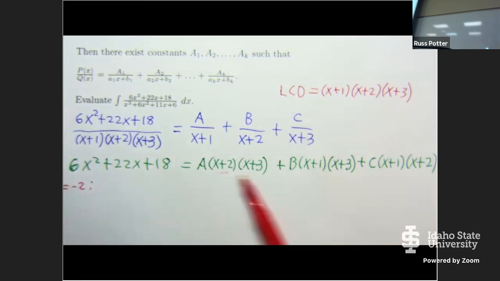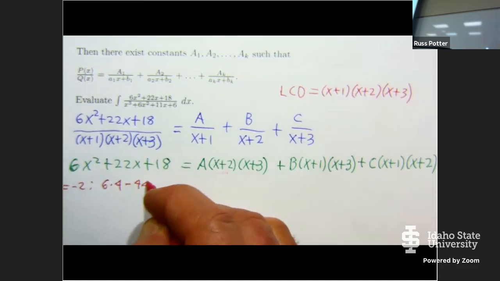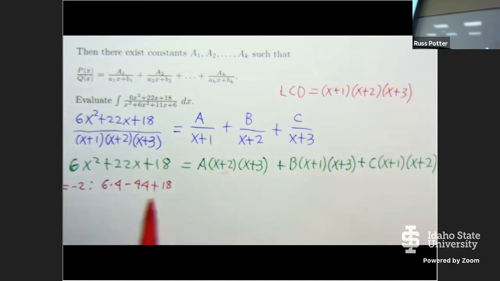And then on both sides of the equation, I'm going to replace x with -2. So on the left-hand side, we have 6 times the number -2 squared, which is 6 times 4, plus 22 times -2, which is minus 44, plus 18. We'll simplify this a little bit in a minute. But we don't have to write down everything. When we replace this x with -2, we get a factor of 0. So a times 0 times this factor is just 0. So we can ignore this because we get 0.